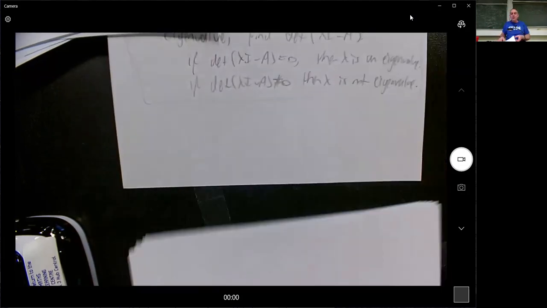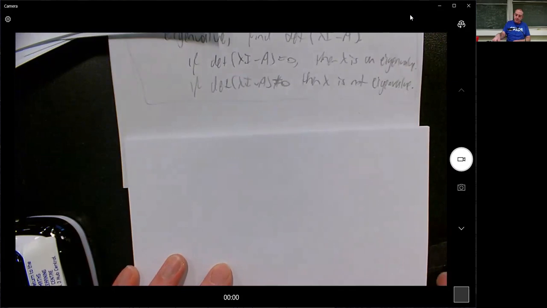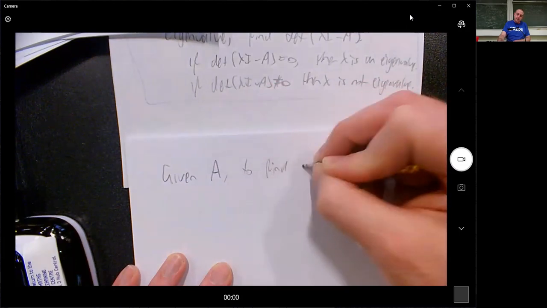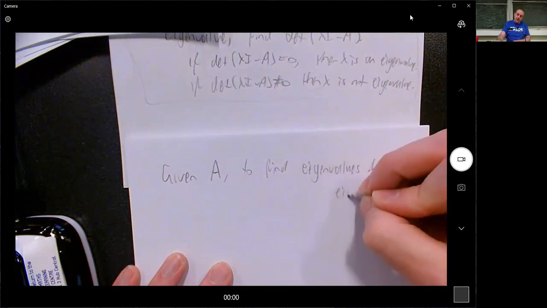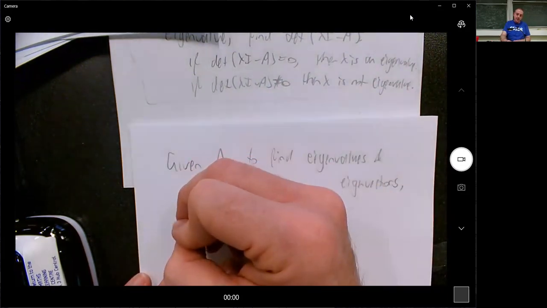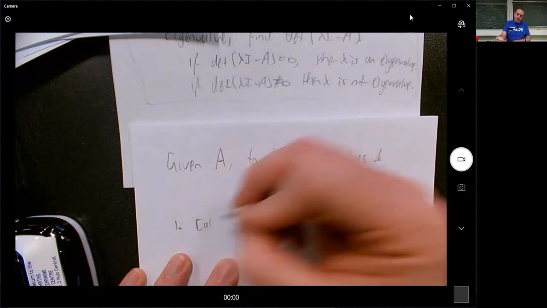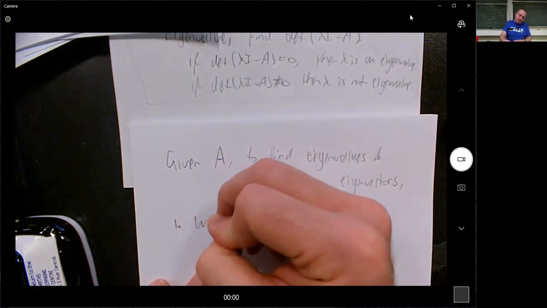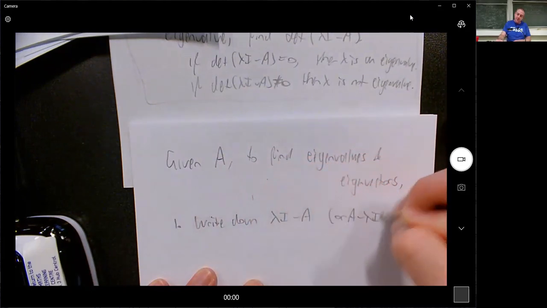All right, but the upshot of it is, if you have a random matrix and you want to find its eigenvalues and eigenvectors, so given A, to find the eigenvalues and eigenvectors, step 1 is, this is how I would normally do it, I would write down lambda I minus A, or A minus lambda I, it doesn't really matter.